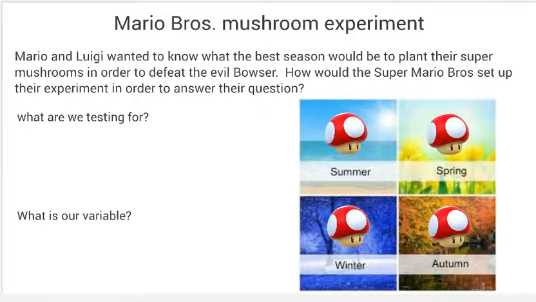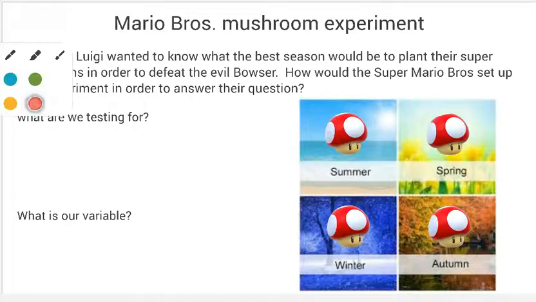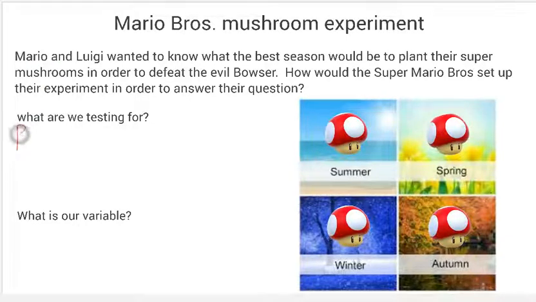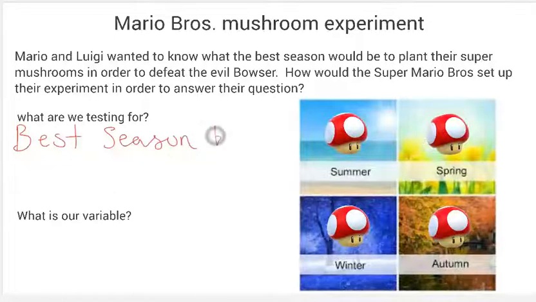what are we testing for? That's one of those things that we have to think of. So the things that we're testing for and the things that we're looking at is the best season to plant super mushrooms.